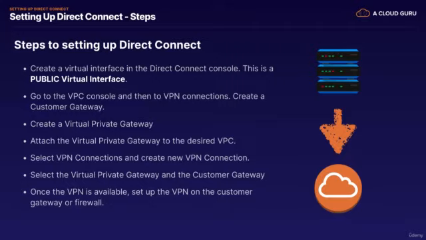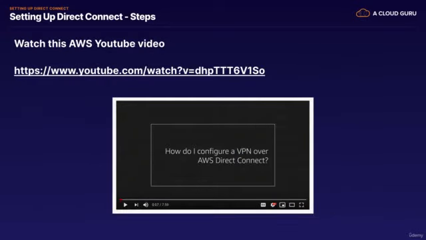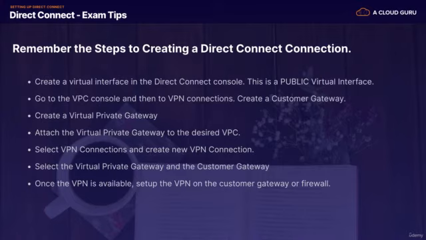Now you will need to know these steps going into the exam. They do test on this, so please try and memorize this as best you possibly can. I would go and watch this YouTube video. I've put this in the resources section of the course. This will show you exactly how to do it. It's about 8 minutes long, but it will show you exactly how to do it in the AWS console. I wish I could show you myself, but like I said, I don't have a Direct Connect connection at my house, unfortunately. So that is it for this lecture, everyone.